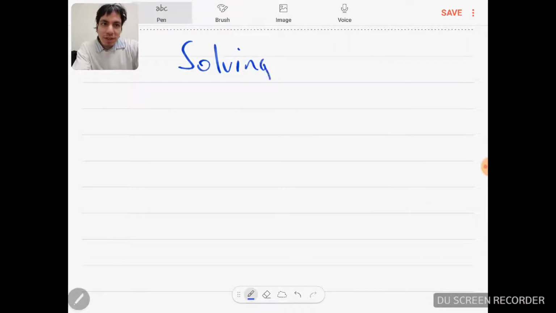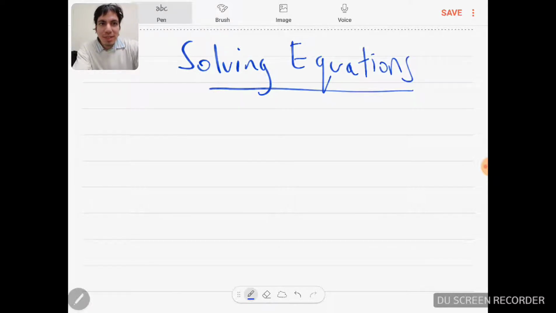Solving equations is an art, but at the same time, it takes practice. The more problems you practice, the more you'll be able to do consistently. So what do we need to review? We need to review some basic properties real quick.